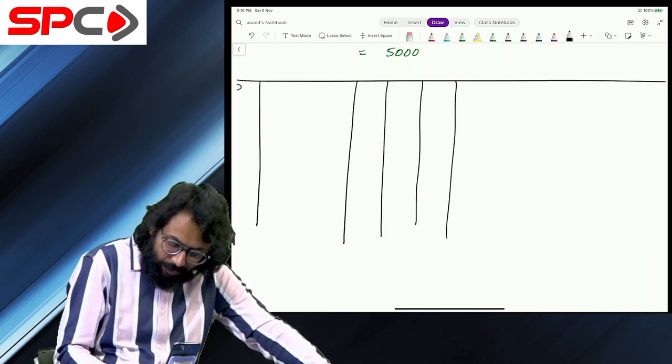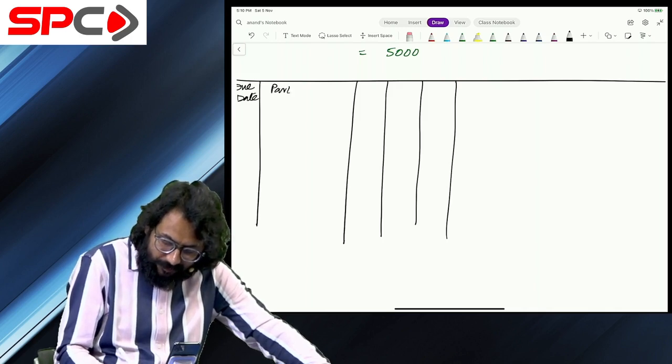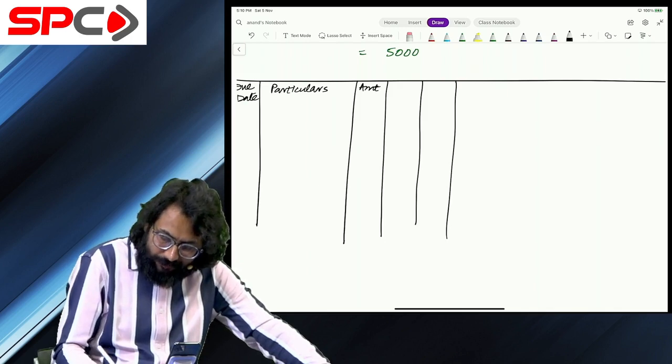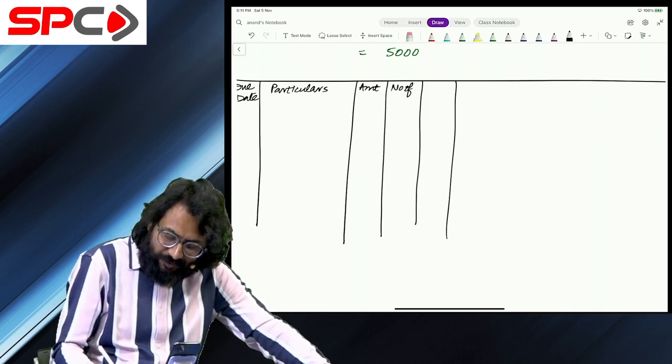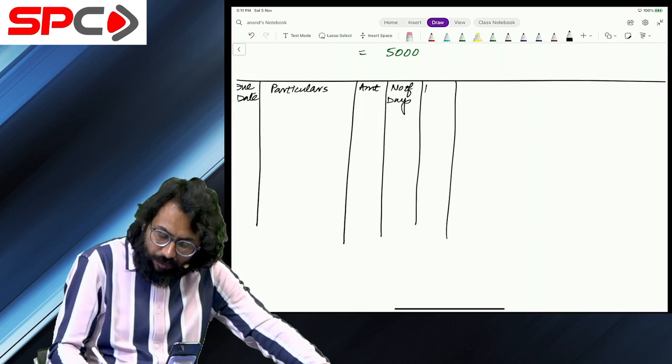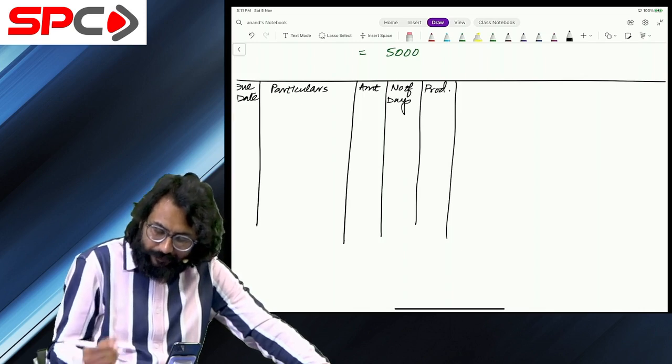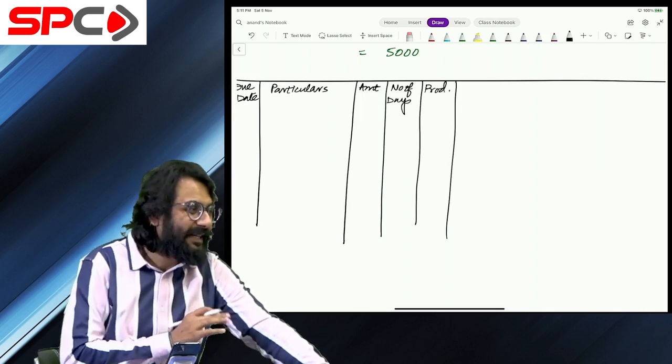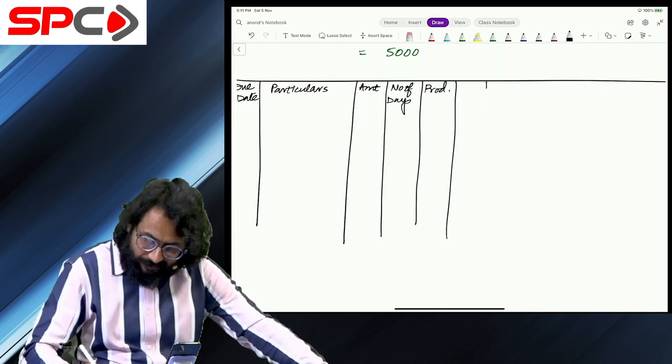So first I'll write down due date. Then I'll write down particulars. Then I'll write down amount. Then I'll write down number of days. And then I'll write down product. I can also write it as interest. Due date.